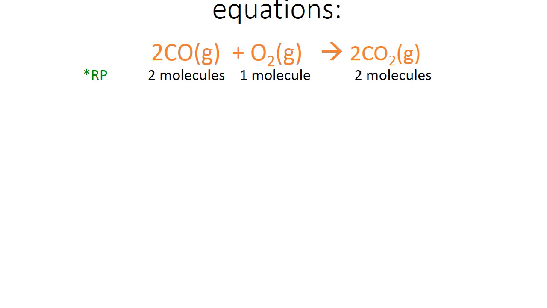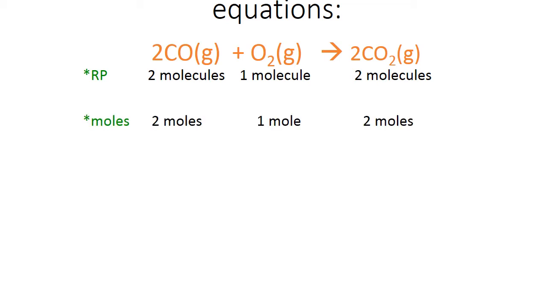So let's start by looking at a balanced chemical equation. What information can we get from a balanced chemical equation? So we have here the reaction between carbon monoxide and oxygen to give us carbon dioxide. Now, if we talk in terms of representative particles, we have two molecules of carbon monoxide, one molecule of oxygen, and two molecules of carbon dioxide. And we get this from the stoichiometric ratio. That is the coefficients of our reactants and products.